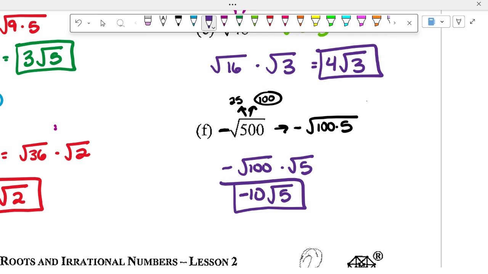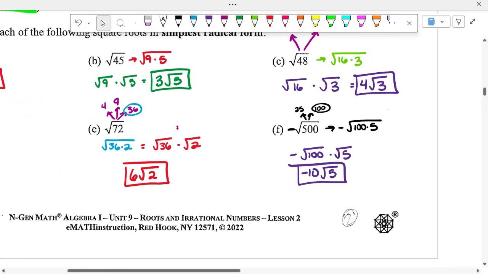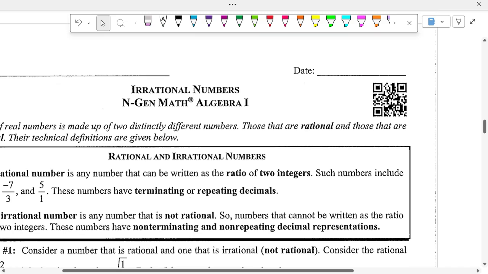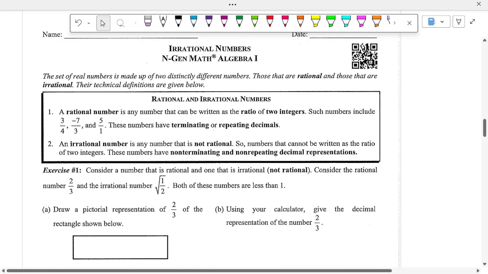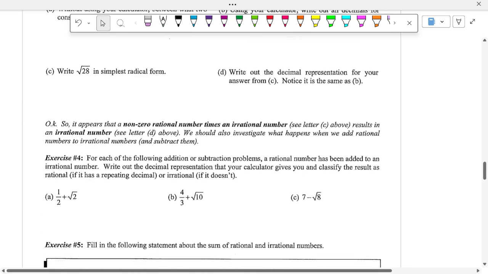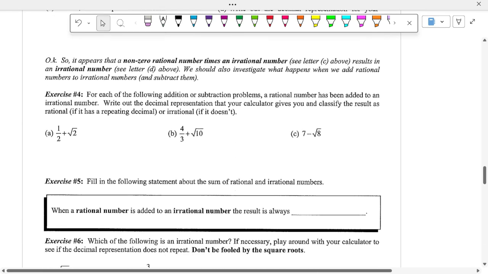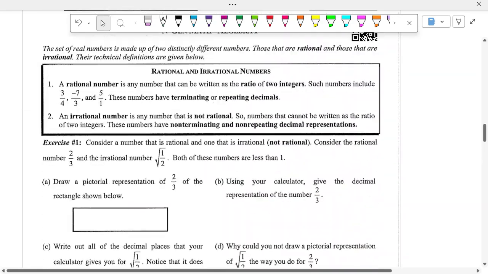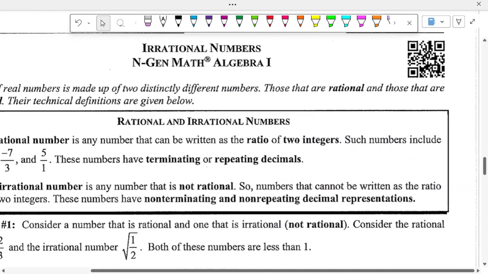Any questions on simplifying radicals? All right. One last thing I want to talk about. And that is irrational numbers. All right. So irrational numbers is very, very quick.